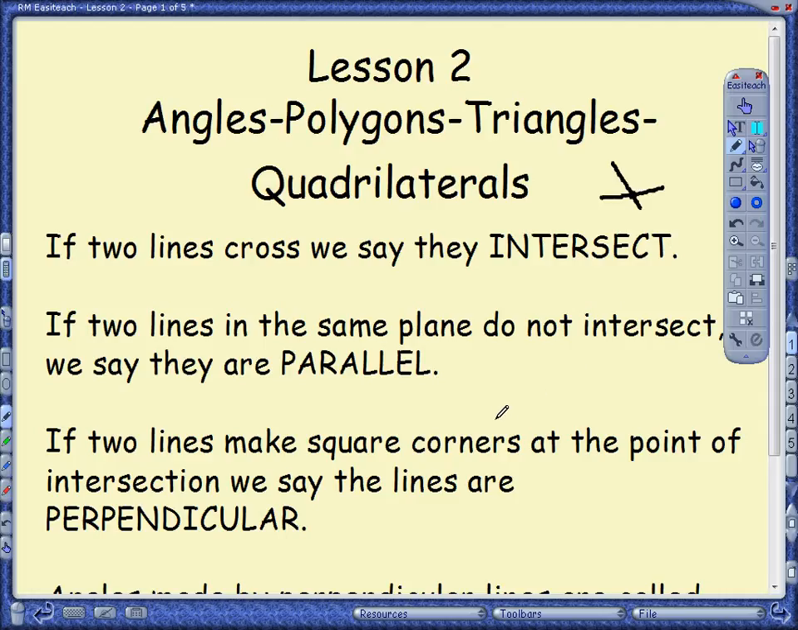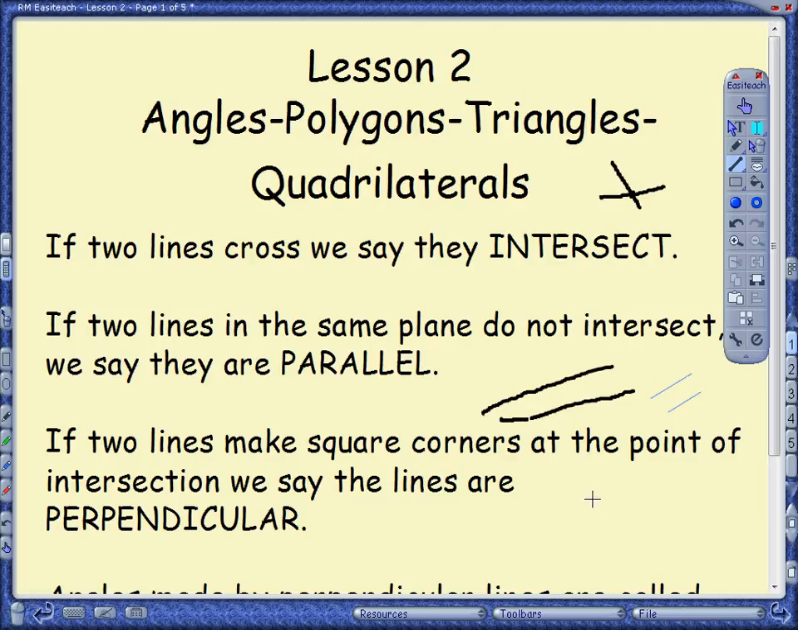If two lines in the same plane do not intersect, we say they are parallel. Okay, these would be parallel lines. More or less going, they don't look too parallel. Maybe if I use my line tool, I can make it look a little bit better. Parallel lines would look like this. Okay, they always are the same distance apart.